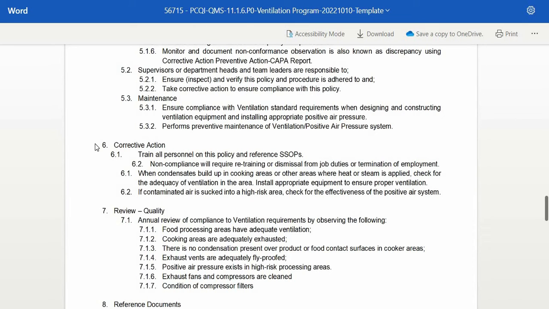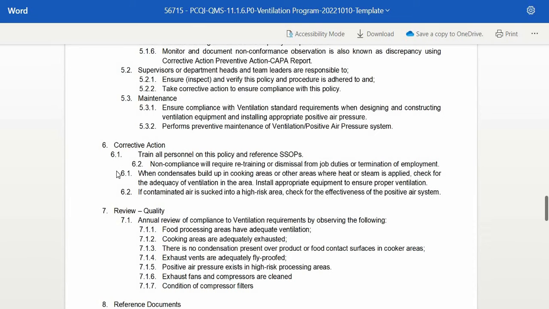Sixth, corrective action. The corrective action is the process of taking appropriate steps to eliminate causes of nonconformities or other undesirable situations. First, train all personnel on this policy and reference SSOPs. Non-compliance will require retraining or dismissal from job duties or termination of employment.